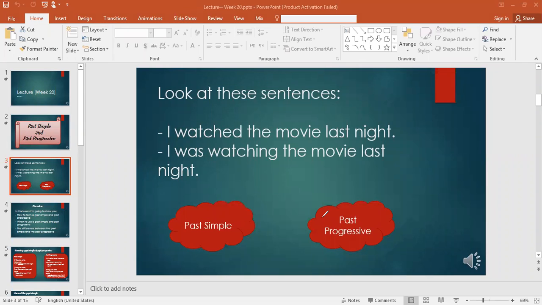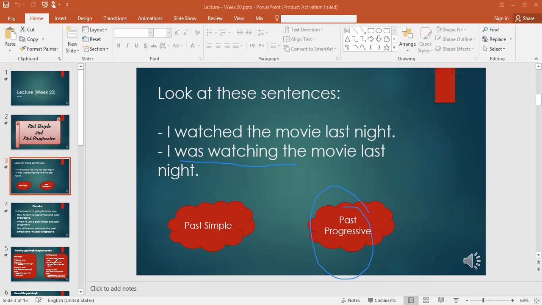Who can tell me where is the verb in the sentence? Watching. Only watching? Was watching. Very good. So was watching is the verb. Now I'm going to tell you why. What I want you to know is that this verb, was watching, is a past progressive verb. So the form of the past progressive verb is the verb to be plus the verb plus ing.